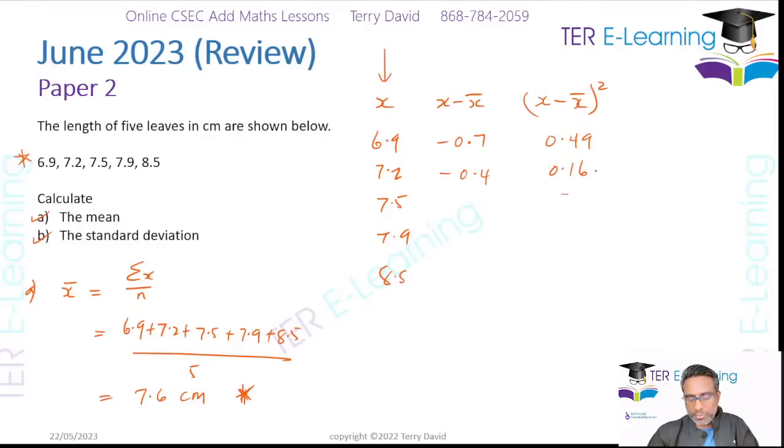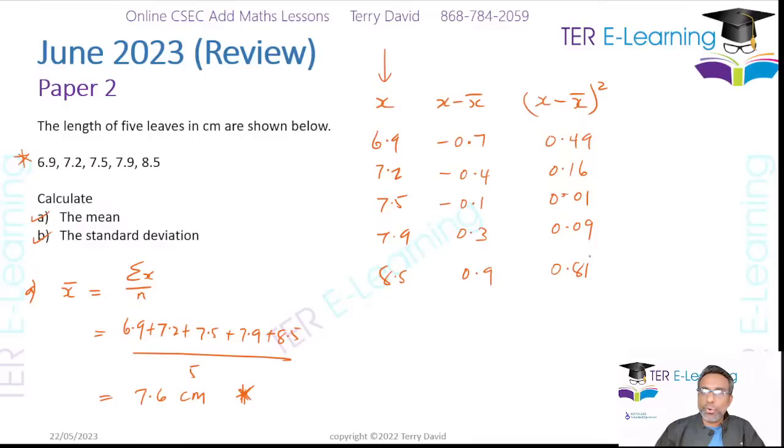Next one is 7.5 minus 7.6, which gives negative 0.1. Then we square that and get 0.01. Next one is 7.9 minus 7.6, which gives 0.3. We square that and get 0.09. And the last one here is 8.5 minus 7.6, which gives 0.9. Then we square that and get 0.81.